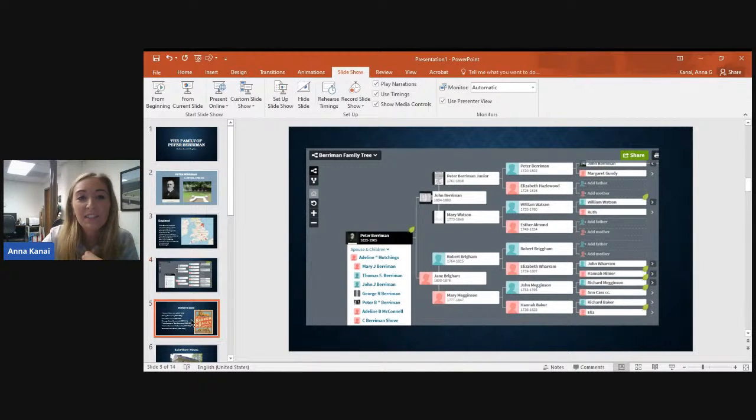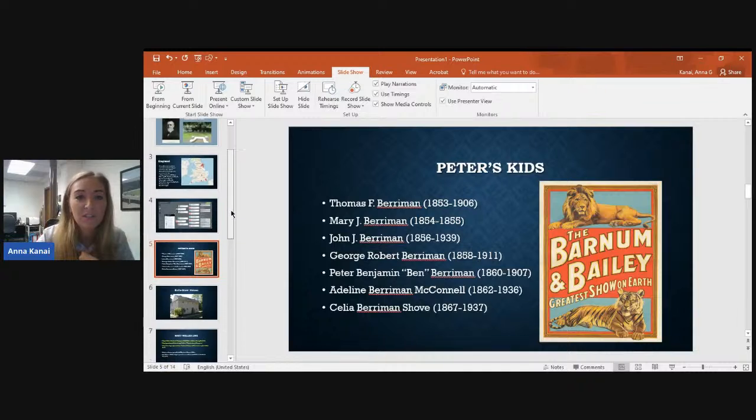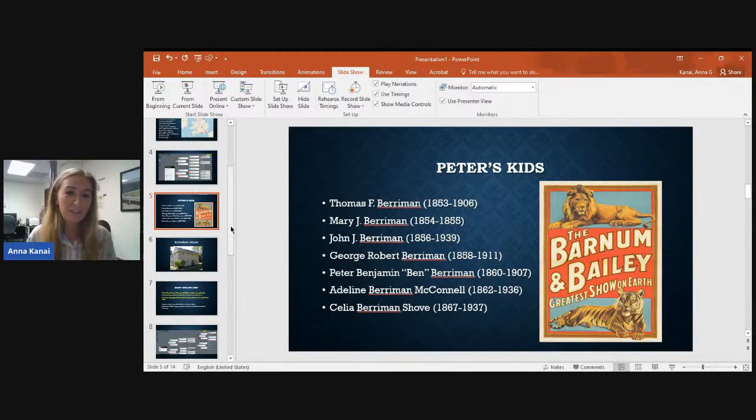Here is a list of his different children. I'm just going to go through these a little bit because some of them have some pretty cool stories. First off, Thomas Berryman was his firstborn, and he, along with several of his brothers, was big into the circus industry, which was very interesting.